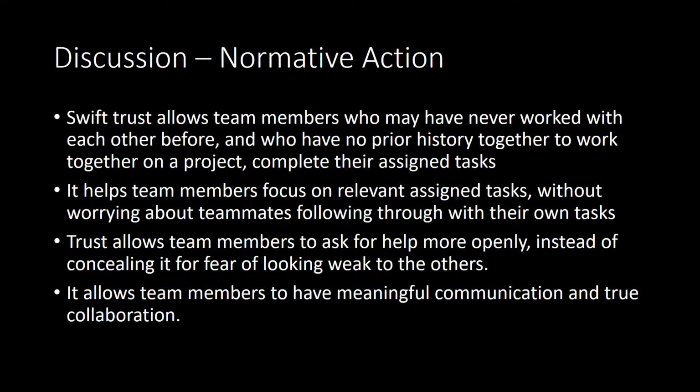Now we'll look at, and in my discussion, we'll talk about normative action. Swift trust allows team members who have never worked together before, who have no prior history together, to work on a project and complete their assigned tasks. But normative action helps team members focus on relevant assigned tasks without worrying about teammates following through with their own tasks. This trust allows team members to ask for help more openly instead of concealing it for fear of looking weak to others. And it also allows team members to have meaningful communication and true collaboration.